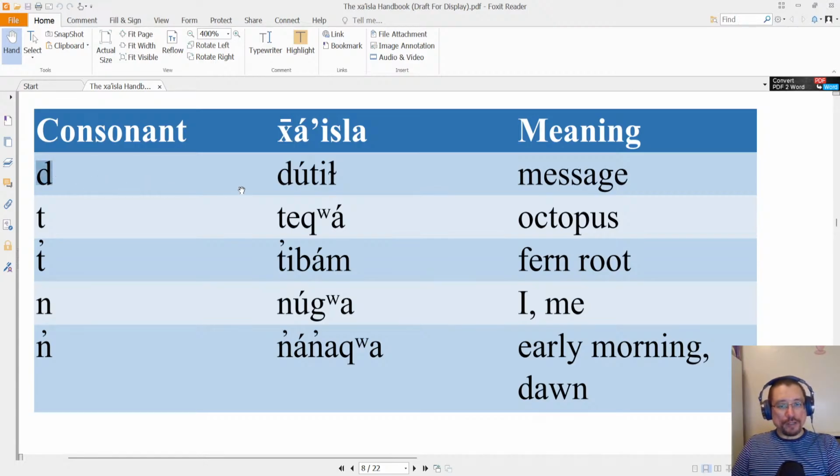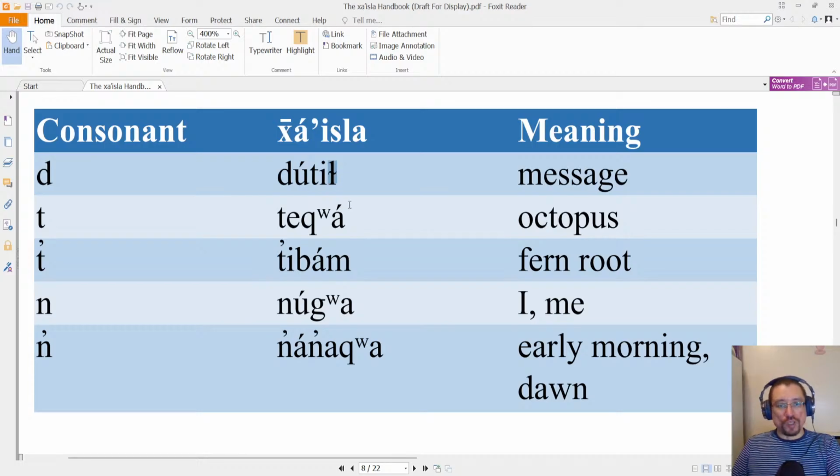We have some examples of xa'isla words starting with these letters. First we have D, and the xa'isla word is dúteeth. If you watched the previous videos, hopefully you understand what this symbol on top of this U is. It's called an acute accent, which means you place emphasis on this first syllable. The D and the U get emphasized. So we're saying dúteeth. Watch my hand and listen to my voice. Dúteeth.